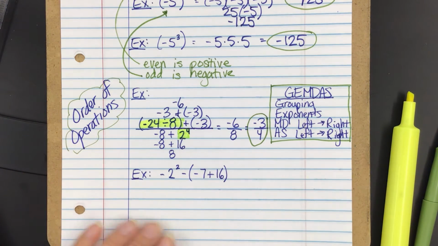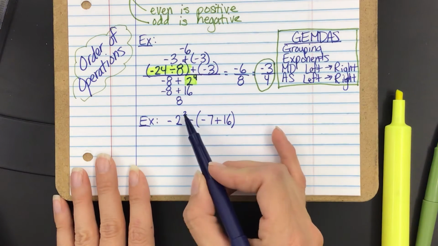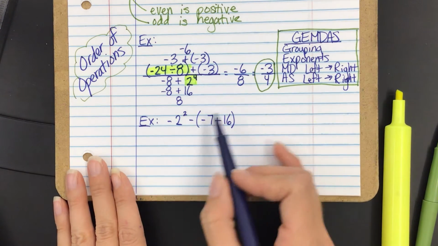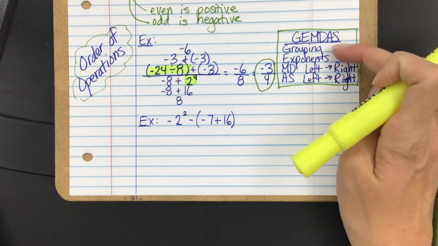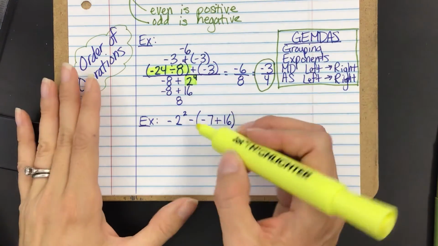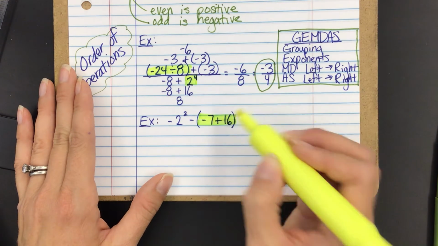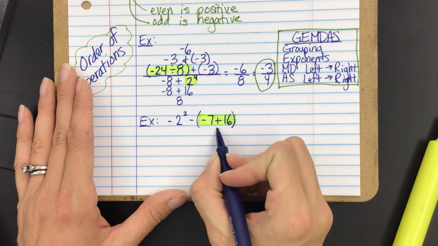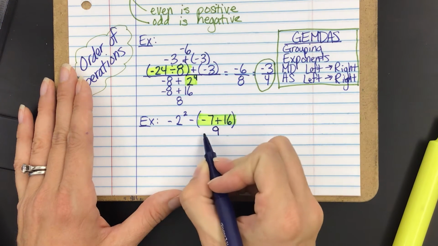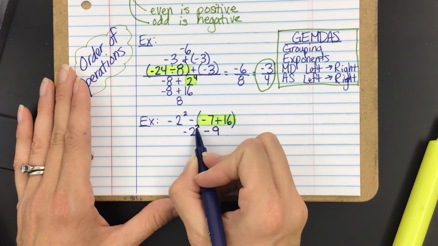This is a short problem, but we have a lot going on here. We have an exponent, subtraction, some grouping, and addition. If you look at GEMDAS, we always do the grouping first. So I'm going to highlight this right here. Negative 7 plus 16 is going to be a positive 9. I'm going to bring everything else down with this.